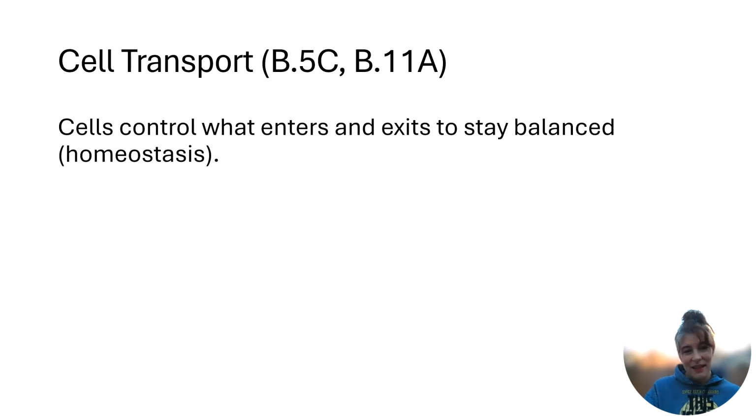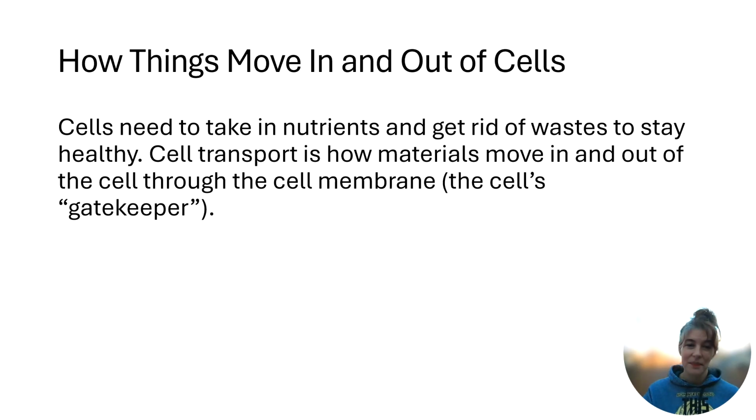So let's circle to cell transport. Cells control what enters and exits to stay balanced. Again, homeostasis. And we front loaded a lot with this with the cell membranes. So how do things move in and out of cells? Well, cells need to take in nutrients and get rid of waste to stay healthy. Cell transport is how materials move in and out of the cell through the cell membrane, the cell's gatekeeper.